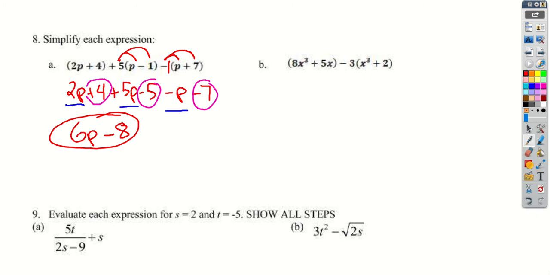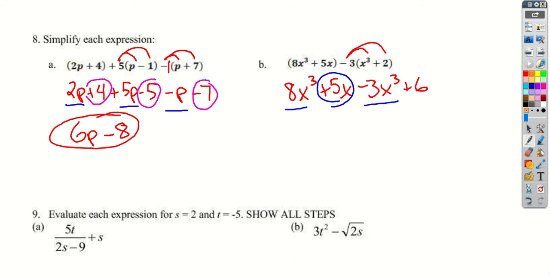The next one, we're going to distribute first. So this is 8x cubed plus 5x minus 3x cubed plus 6. We're looking for like terms. I got the cubes. I got this guy by itself and that guy by itself. So 8x cubed minus 3x cubed is 5x cubed. I don't have any x squareds, so I don't have to worry about them.